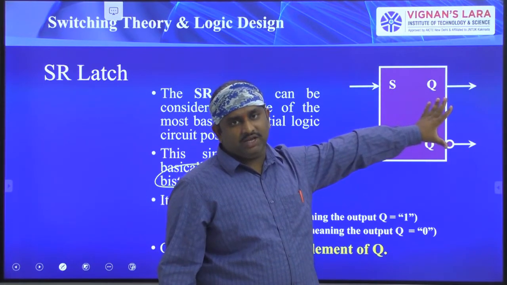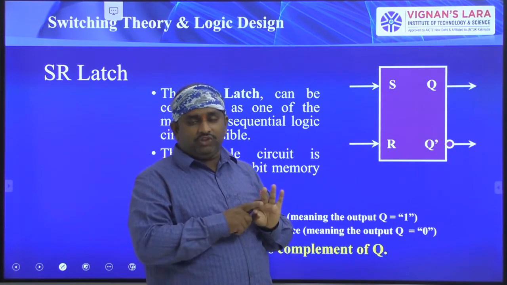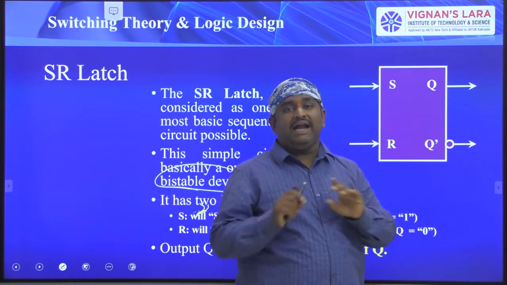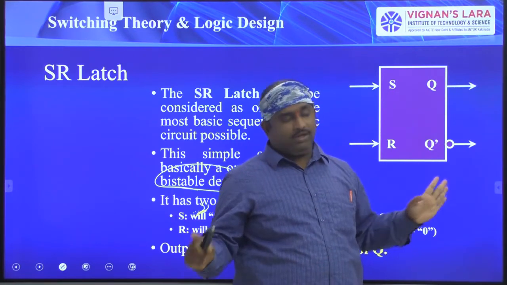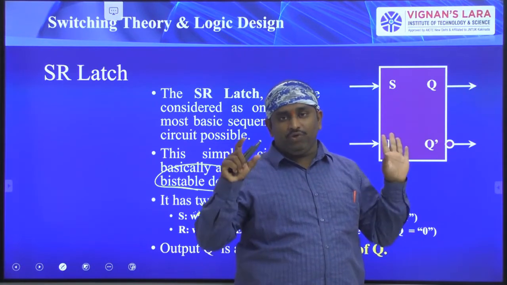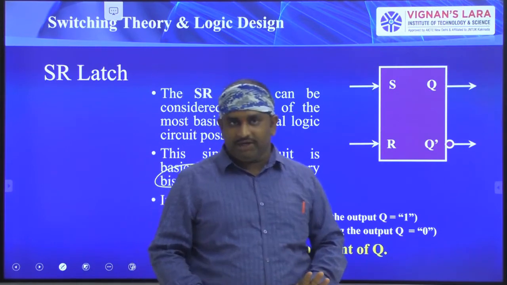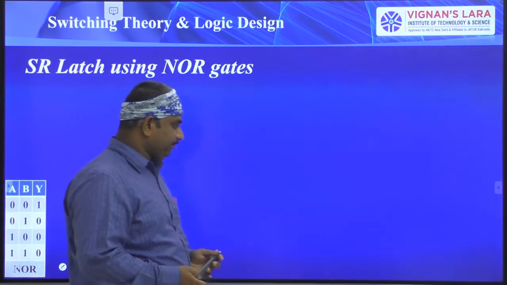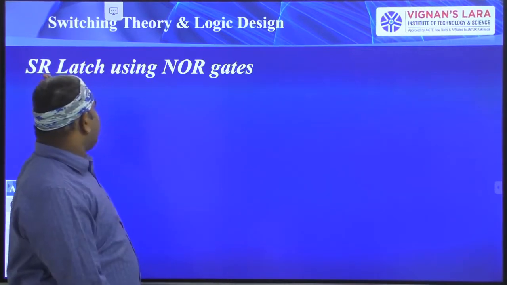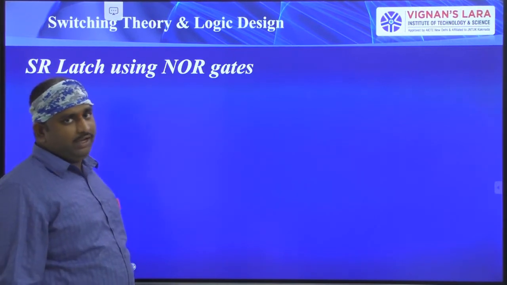If these type of conditions are available, then you can say it is under set or under reset. If it is 0 and this is also 0, then it is an undetermined or invalid state. Both zeros and both ones are not acceptable here. If you got that type of outputs, then that is called invalid state. Right. Now see here, SR latch construction using NOR gates.